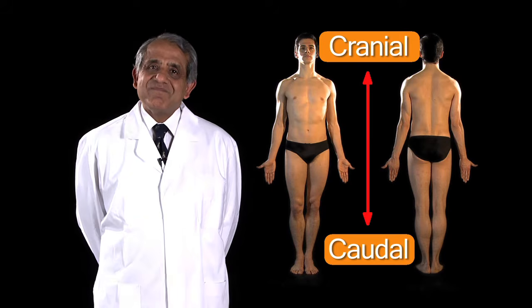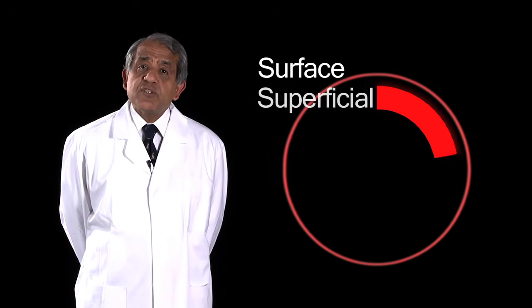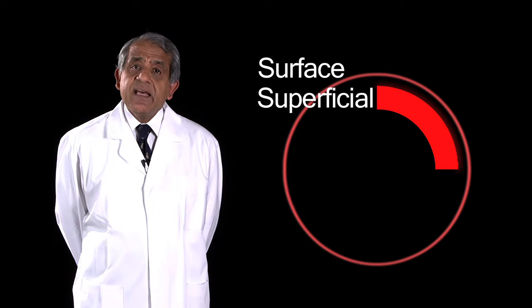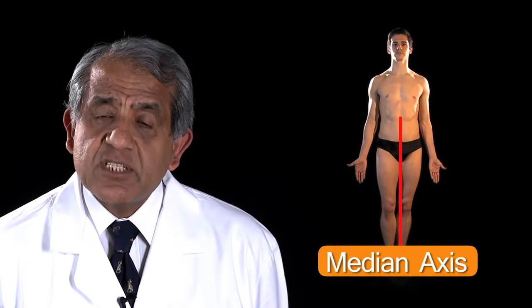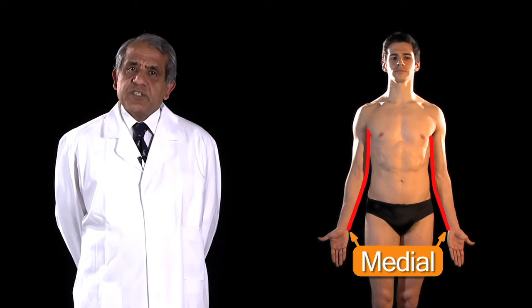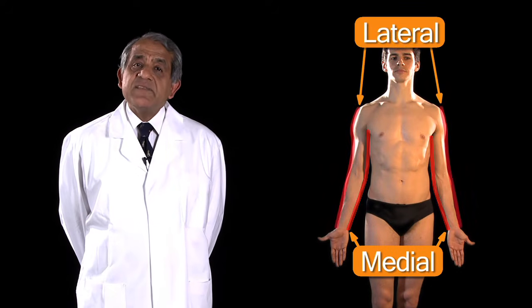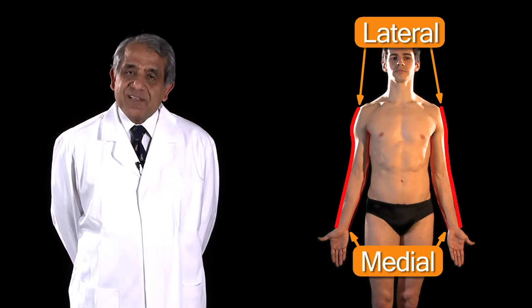The terms superficial and deep refer to the position of a structure relative to the surface of the body. Thus, superficial refers to a structure near the surface of the body, and deep to a structure somewhat removed from the surface of the body. The terms medial and lateral denote the position of a part of the body in relation to the median axis of the body. Thus, the inner aspect of the upper limb, in the anatomical position of course, is medial relative to the outer aspect of the limb, which is lateral.